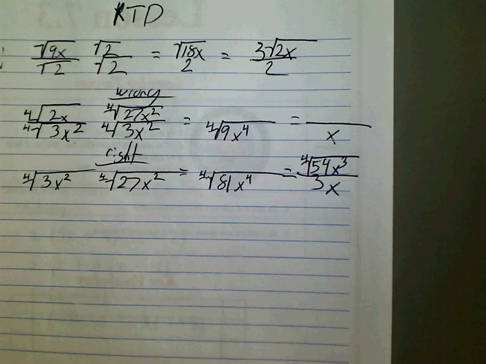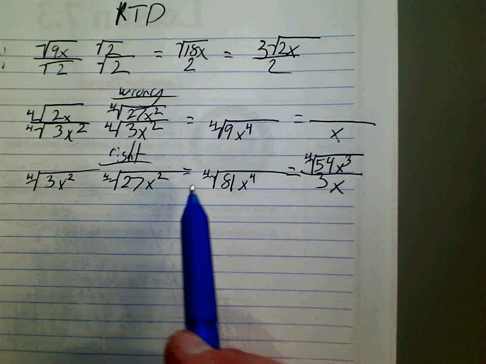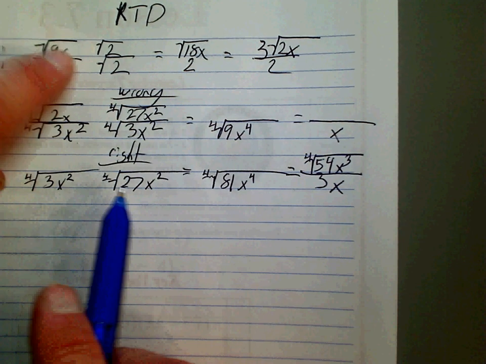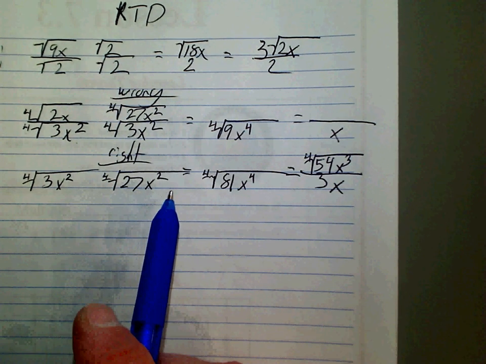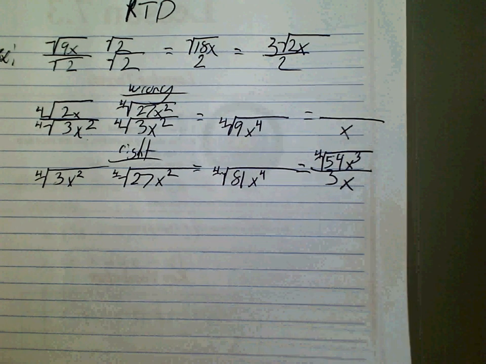All right. So rationalizing the denominator can be really simple when it's square roots, or a little more complicated whenever it is different roots. You following that, guys? Okay.